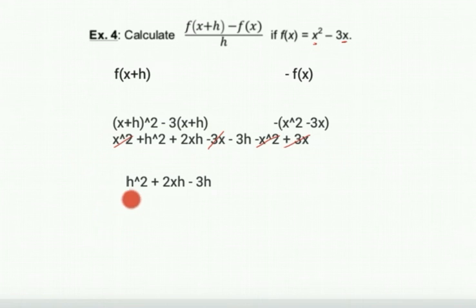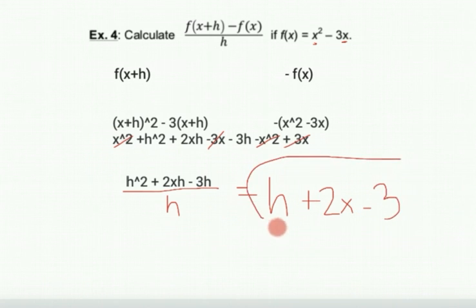So let's see what that's going to look like. Well, when I divide the first term by h, h squared over h is just h. And then when I divide 2xh by h, the h's are going to cancel. I'm just left with plus 2x. And the last term, negative 3h over h, the h's cancel, and I'm left with just negative 3. So the difference quotient for this function ends up being h plus 2x minus 3.